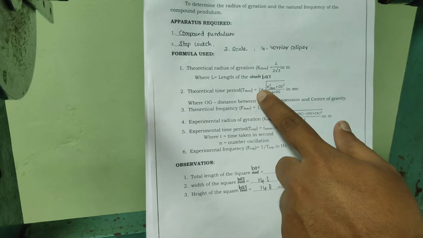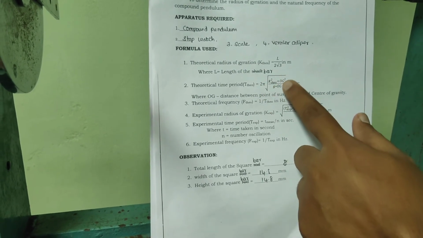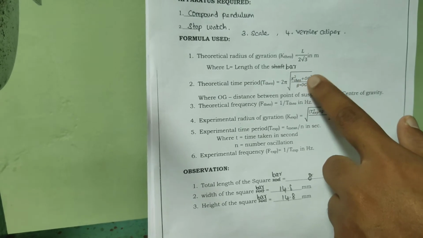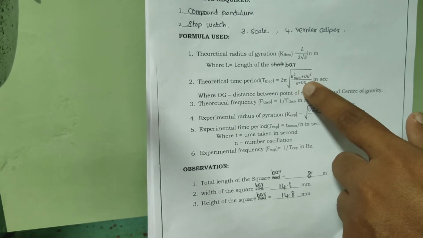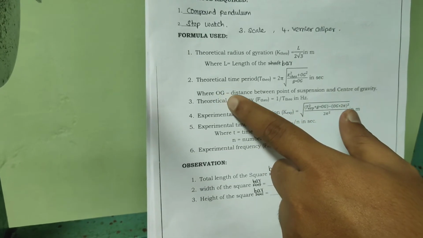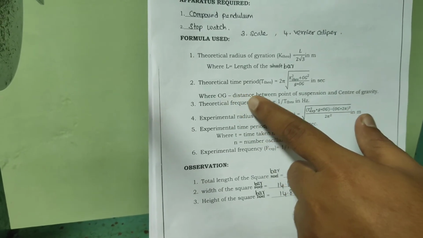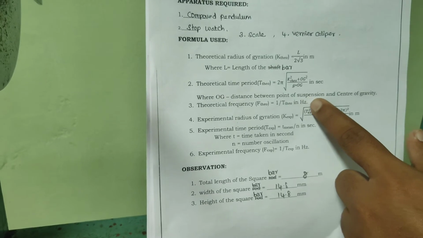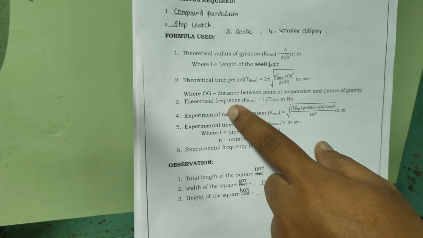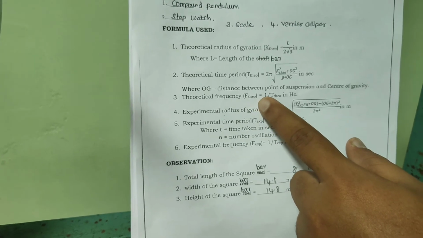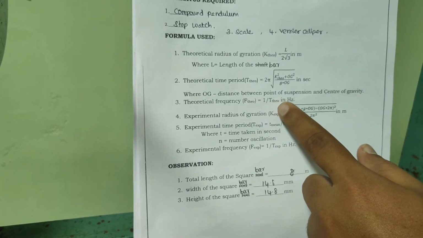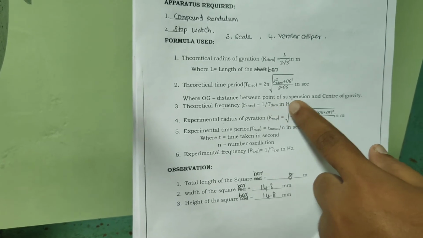It is the formula 2 pi square root of (radius of gyration square plus OG square) divided by (g into OG), in seconds. OG is the distance between the point of suspension and the center of gravity. Next, the third formula, theoretical frequency. Theoretical frequency is equal to 1 by time taken, in hertz.